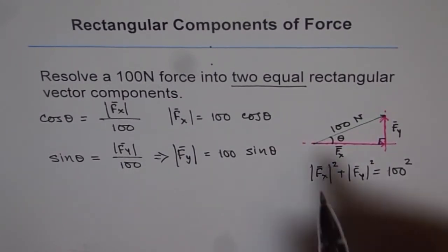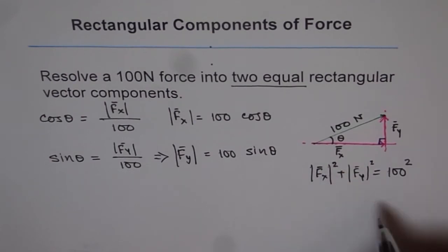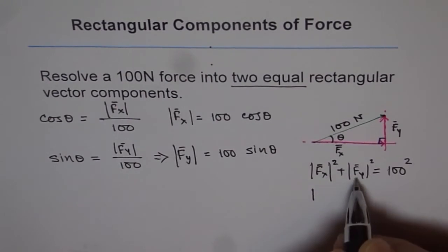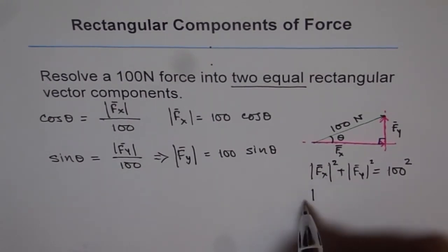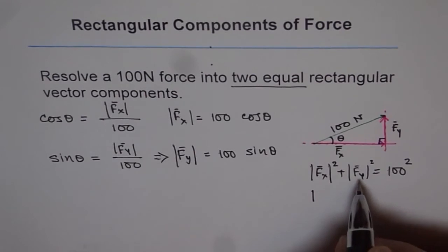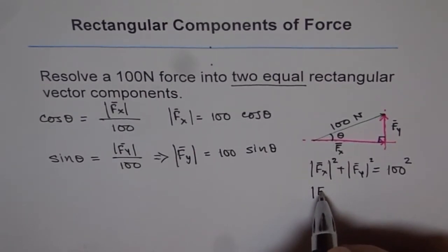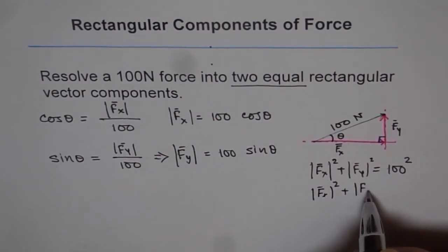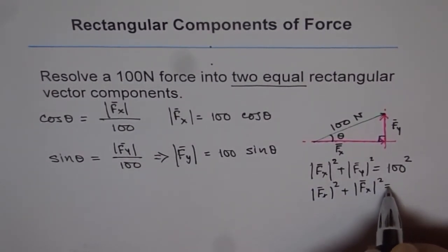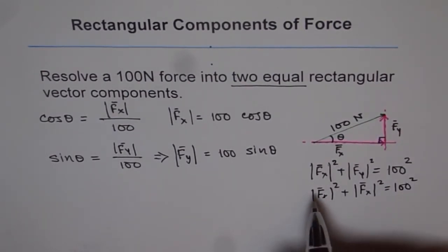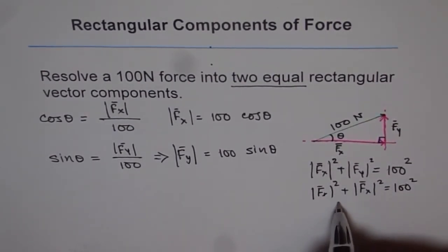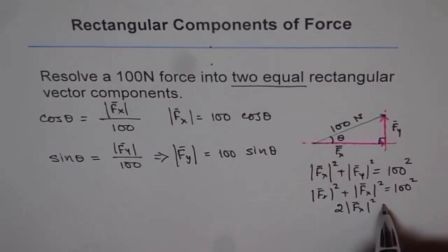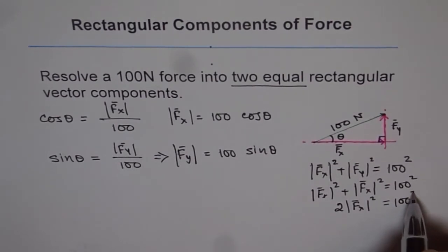So now, as given in our case, equal components, that means Fx is equal to Fy, and therefore we can write Fy also as Fx, correct? So what do we get? We get 2 times Fx, right? So let me first write them as Fx. So both magnitudes are the same, right? So we get Fx square plus Fx square, which is 2 times the magnitude along any one direction. We chose it along horizontal for the time being, equals 100 square.